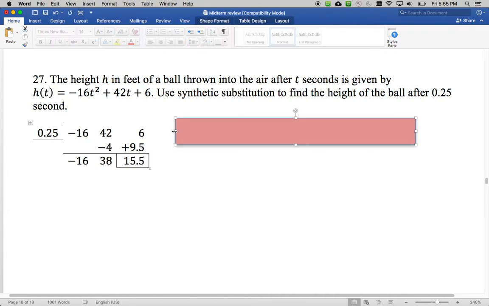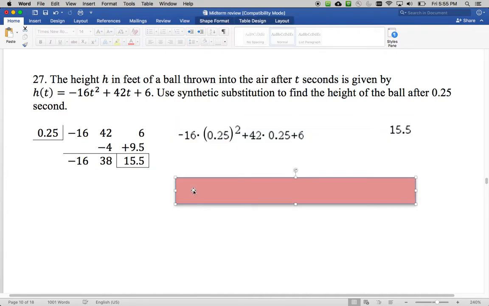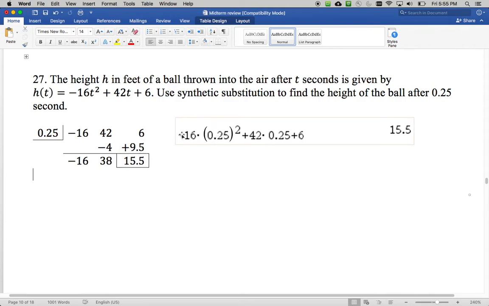That's one of the cool things about synthetic division. But another way you can do that is you can just plug in the formula in the calculator, replace all the t's with 0.25, push enter, and the calculator tells you it's 15.5.